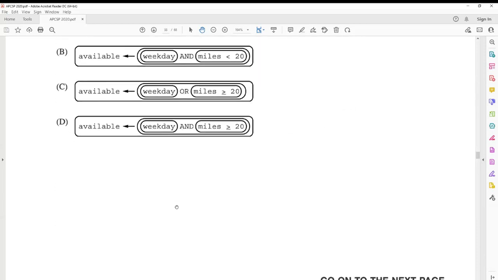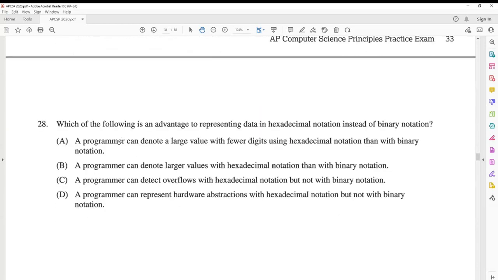Number 28, which of the following is the advantage of representing data in hexadecimal? So hexadecimal is shorter, more readable. A programmer denotes larger numbers with fewer digits using this. Yes. A programmer denotes larger values with hexadecimal notation than binary notation?